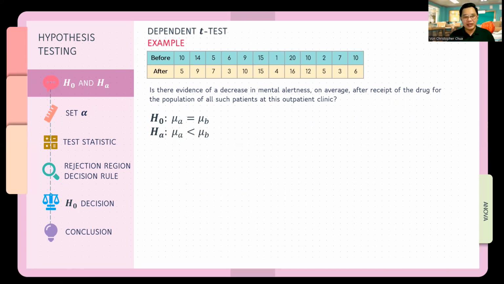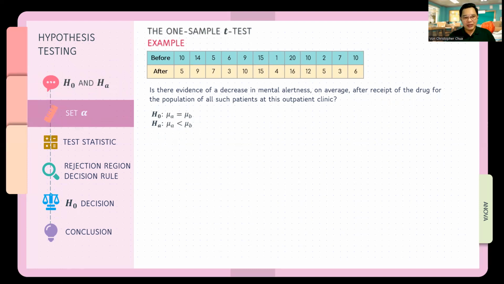So it would say that there is, in fact, a significant decrease in the mean of the mental alertness scores of the individuals after in comparison to their mean before the administration of the drug. We also know, based on the statement of the problem, that we will set alpha to 0.01.